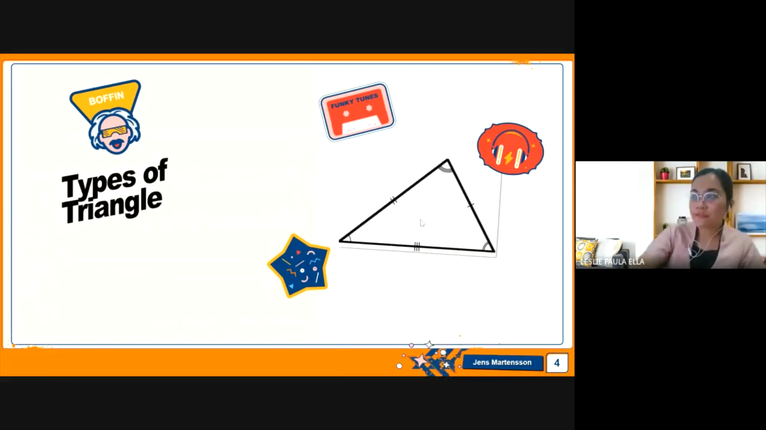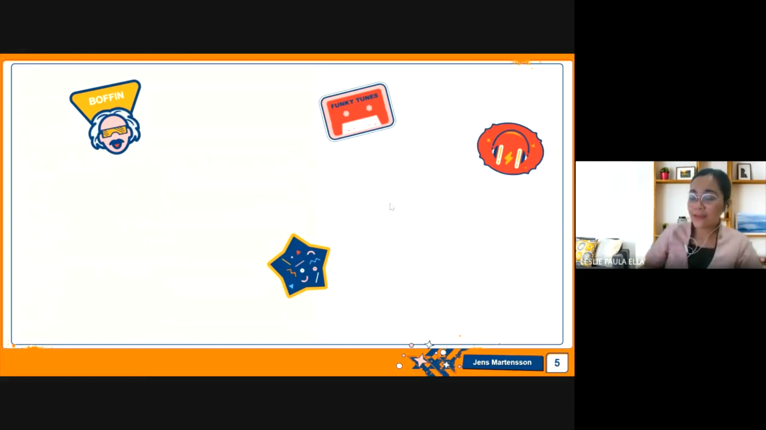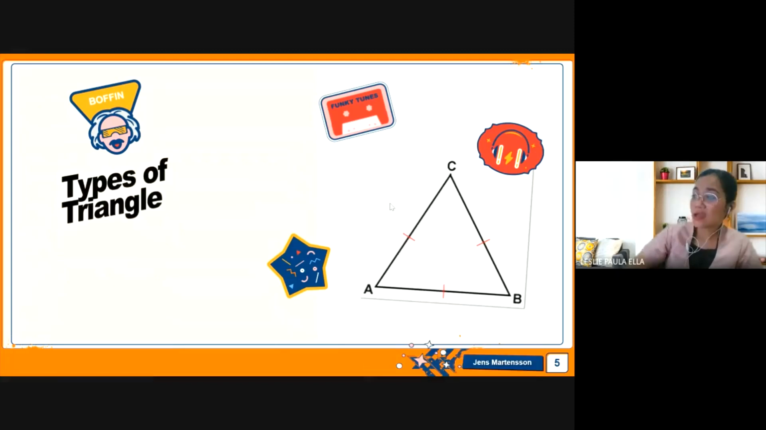Next, another type of triangle. Now, in this illustration, it shows that the triangle has no equal sides. Okay? No equal sides. And if a triangle has no equal sides, it is called the scalene triangle. And lastly, what if a triangle has three equal sides, or all of the sides of the triangle are congruent? It is now called the equilateral triangle.